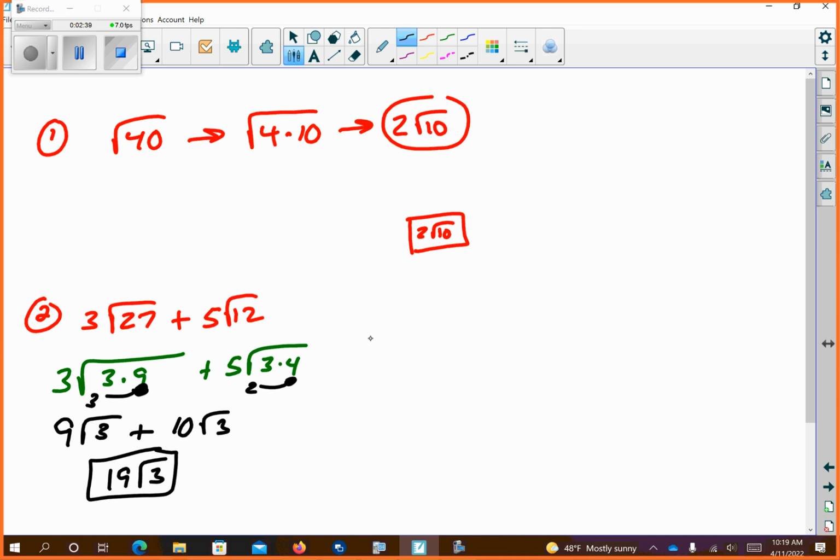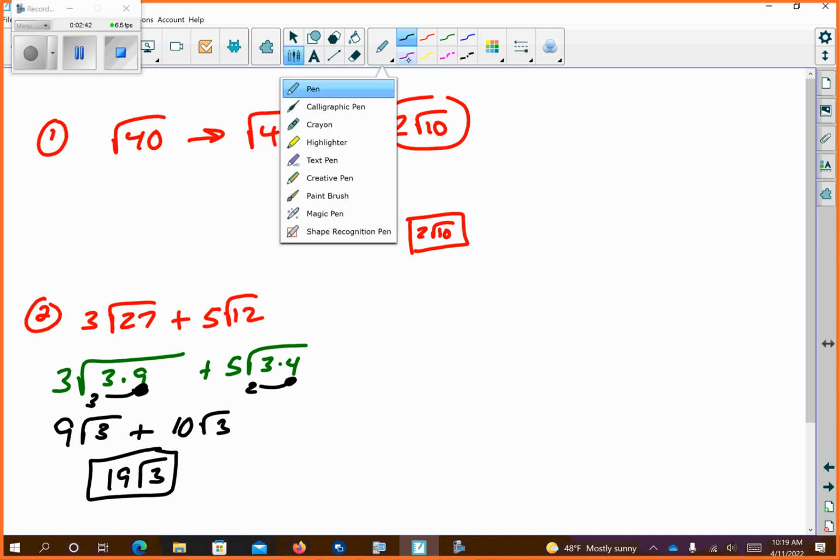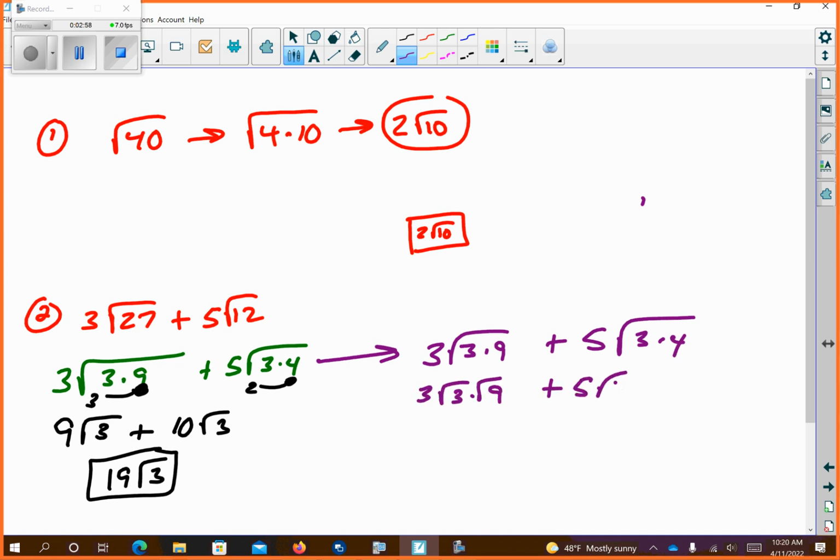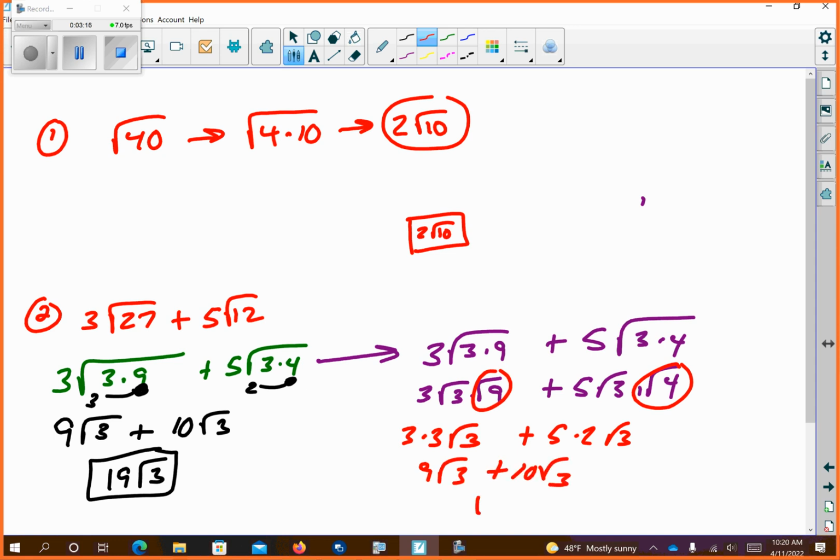Now here's what's taking place with this problem. This is just a side note, a little bit of extra work. 3 times root 27 plus 5 times root 12 is technically the same thing as 3 times root 3 times root 9, and then 5 times root 3 times root 4. Is that okay? The square root of 9 is 3, so I get 3 times 3 root 3. The square root of 4 is 2, so I get 5 times 2 root 3. And then 9 root 3 and 10 root 3. That's the math taking place.